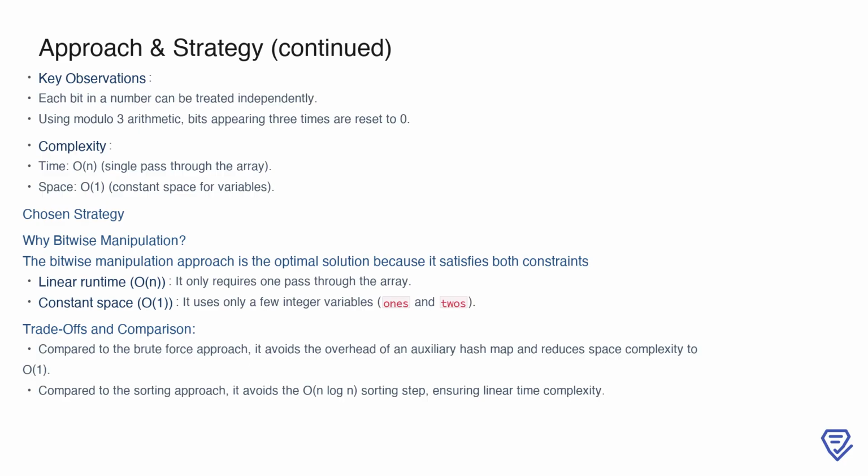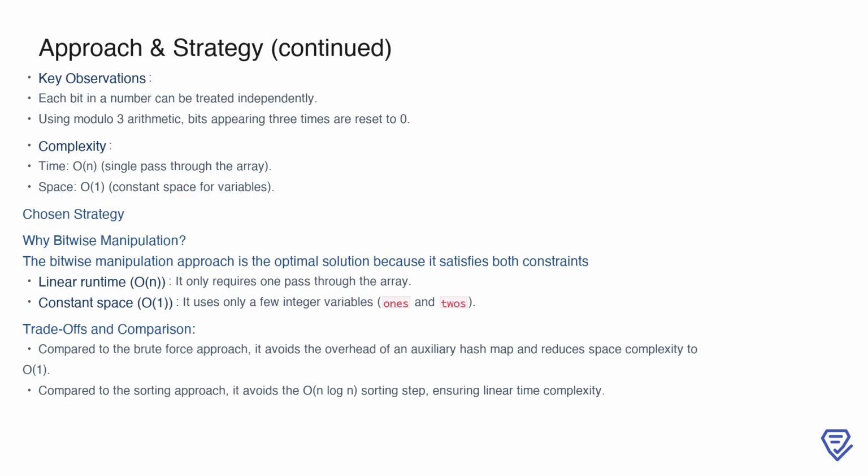This allows us to systematically clear bits that appear 3 times while retaining the bits of the number that appears only once. The result is a highly efficient solution with a time complexity of O(n), as it requires only a single pass through the array, and a space complexity of O(1), as it uses only 2 integer variables, 1s and 2s. These properties make bitwise manipulation the optimal strategy for solving this problem.